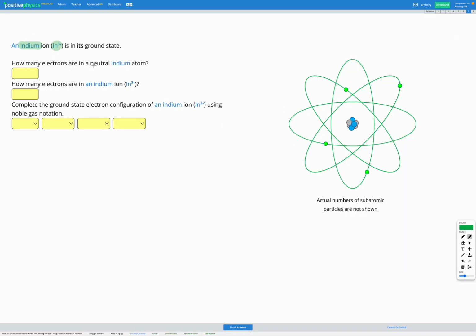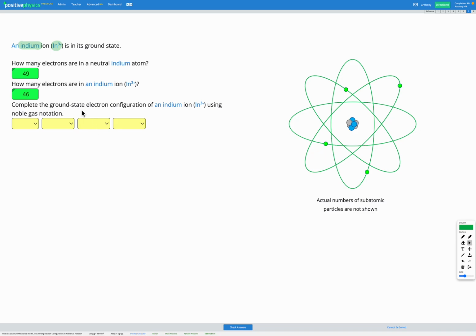And since it's asking first about a neutral indium atom, the number of protons and electrons are the same. So since indium has 49 protons, in a neutral indium atom, there would also be 49 electrons. Then it asks how many electrons are in an indium ion, indium 3+. 3+ means it's lost 3 electrons. So if it was 49 and we lost 3, we end up with 46 electrons in our indium ion.